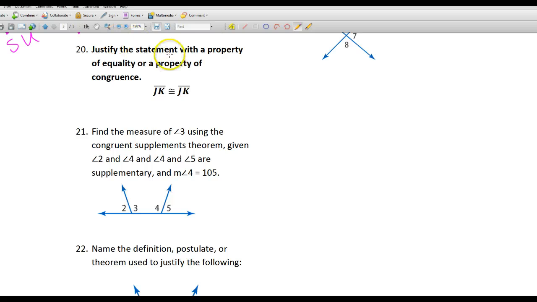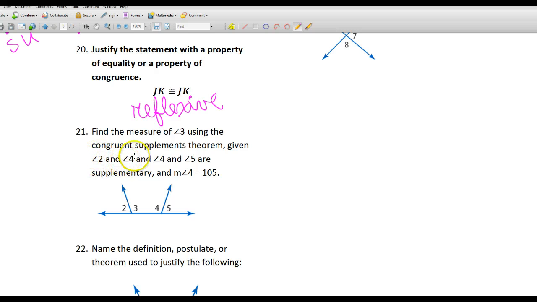Number 20, justify the statement with a property of equality or a property of congruence. Segment JK is congruent to segment JK. So if anything is ever shown being equal to itself or congruent to itself, that is the reflexive property. Reflexive property.